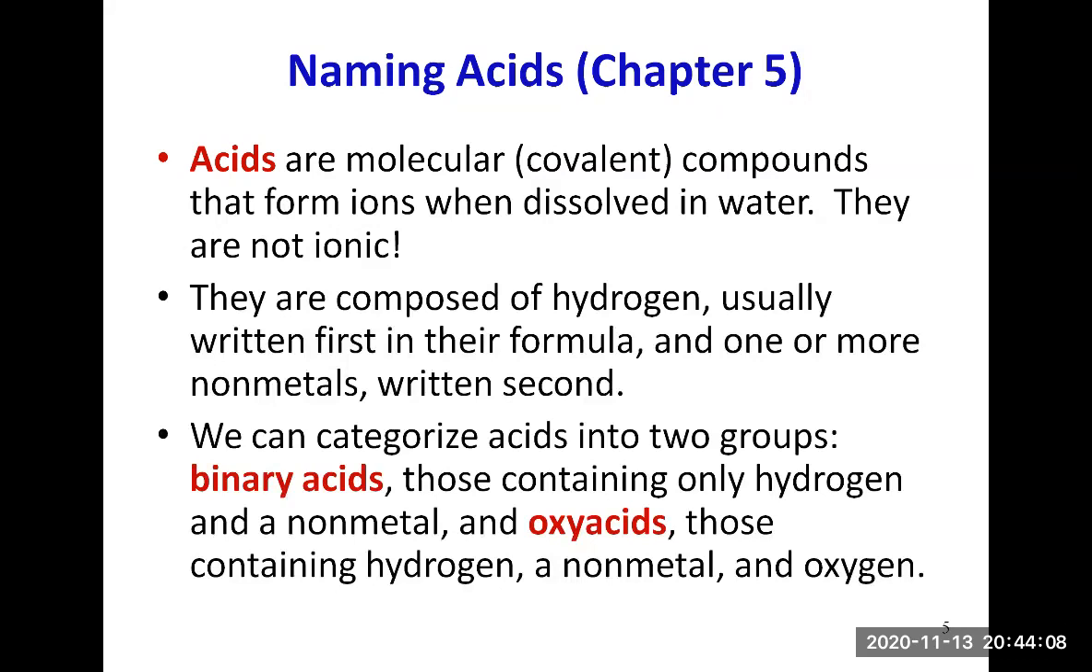We can categorize acids into two groups: the binary acids, those containing only hydrogen and one nonmetal, and the oxyacids, the acids that contain hydrogen, a nonmetal, and oxygen. So oxy here refers to oxygen. Acid means you have hydrogen first in the formula, and then other nonmetals.